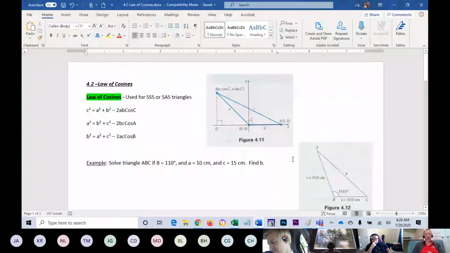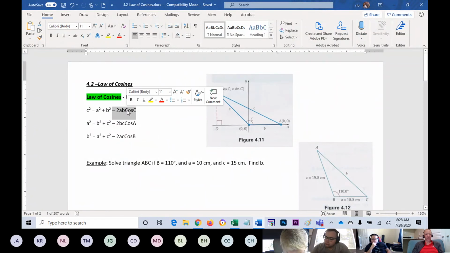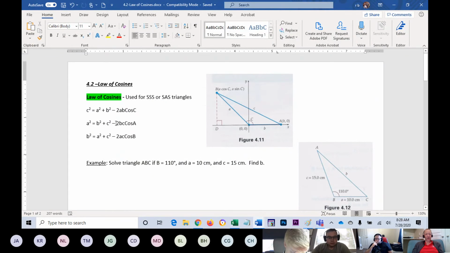Okay, so we're gonna start on the law of cosines. These are used for side, side, side, or side, angle, side triangles, okay? So basically, the idea here is c squared equals a squared plus b squared minus 2ab cosine C, or a squared equals b squared plus c squared minus 2bc cosine A, and b squared equals a squared plus c squared minus 2ac cosine B.